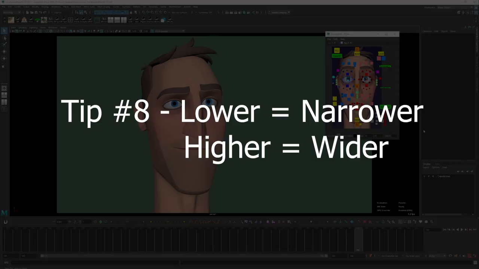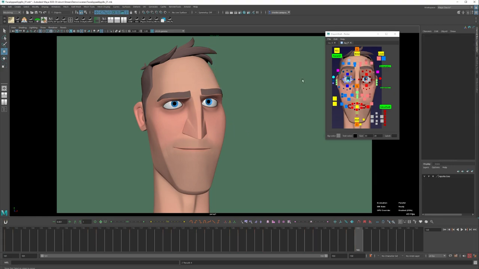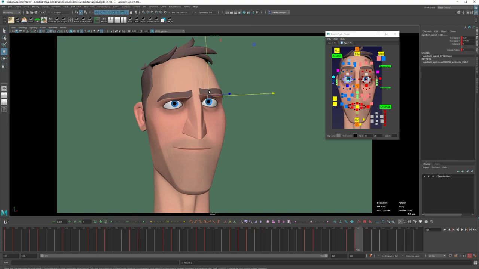A general rule of thumb when moving brows is that the lower they are, the more they need to be pushed inwards. So here I've lowered them, and for that to make sense, I need to furrow the brows a bit more and bring them in. And the opposite is also true. If I was to raise the brows, I would need to bring them out. You also need to make sure to connect the top lids to those brows. So when they're lower, you lower the top lids, and when the eyebrows are higher, you connect the top lids with that as well.